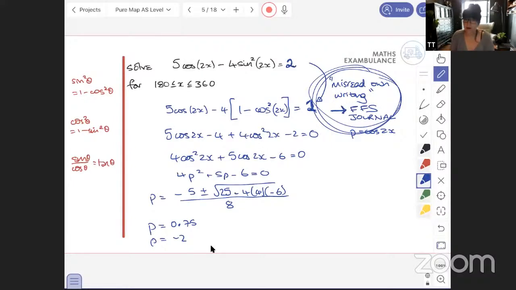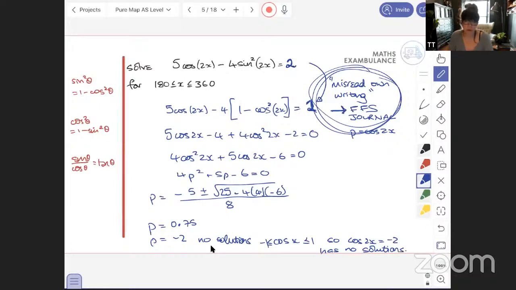Okay, so when you do a question like this, this is very, very important. There is going to be a mark for saying no solutions. And the reason for no solutions is that cos x is always between 1 and minus 1. So cos 2x, which is what p is, equals minus 2 has no solutions. Now that is a mark.